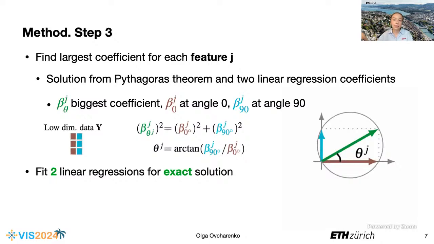To get an exact solution, we fit just two linear regressions between high-dimensional data and low-dimensional data that is projected on the X and Y axes. This corresponds to the brown and blue arrows on the slide. Afterwards, we use the simple Pythagorean theorem to find the biggest coefficient of each original feature and its angle. It is a very simple solution: it fits just two linear regressions and uses the Pythagorean theorem, and we get all largest coefficients, and we can see how our features change in non-linear space.